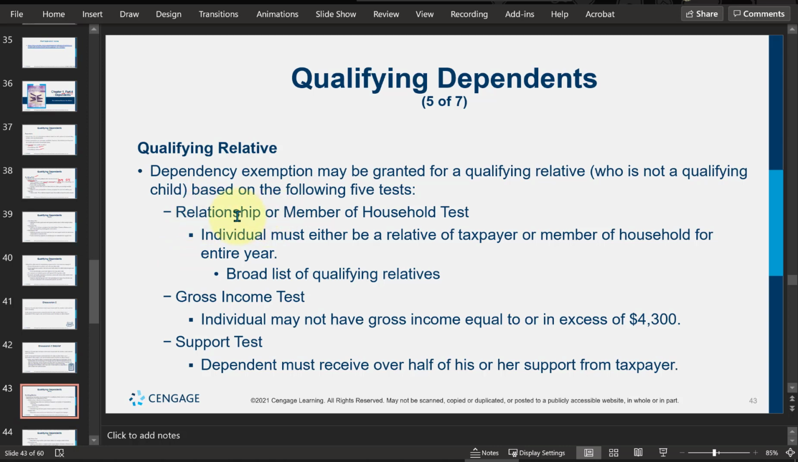Okay, that's relationship tests. The next test is called the income test, or gross income test. We didn't see this test for qualifying child. It only applies to qualifying relative. Here it says that the qualifying relative cannot have more than $4,300 of income. This is income subject to tax during the year.